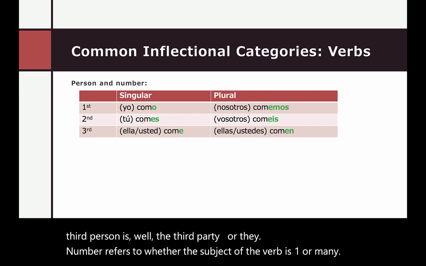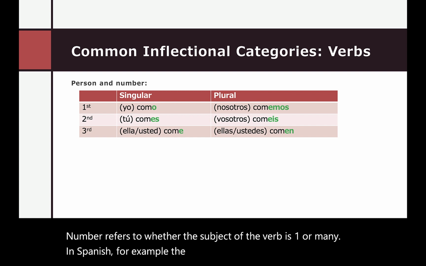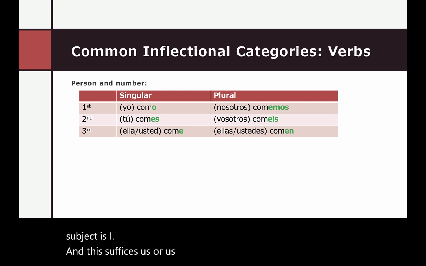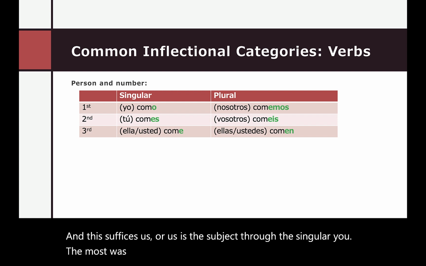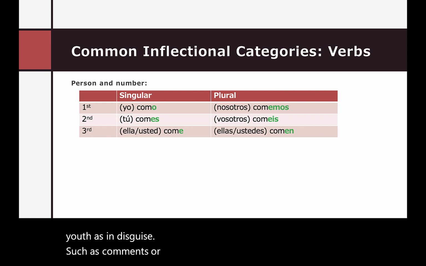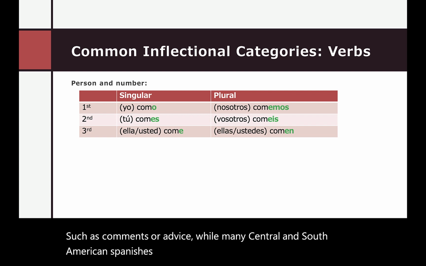In Spanish, for example, the suffix o is added to the verb whose subject is I, and the suffixes as or es if the subject is the singular you. Peninsula Spanish also has an inflection for an informal plural you, as in you guys, such as coméis or habláis, while many Central and South American Spanishes only have the formal plural you, such as hablan or comen.